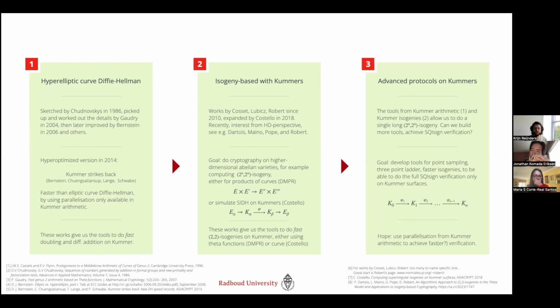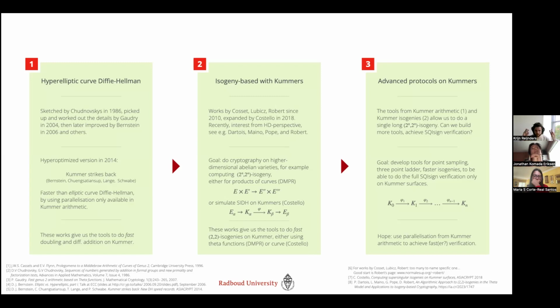So our goal is to develop these tools, and for this we need to develop tools for point sampling and 3-point ladders and so on, faster isogenies, and this will allow us to do full SQIsign verification only on these Kummer surfaces. Now our hope is that this parallelization that I mentioned from the first work is also available for this isogeny-based stuff, and allows us to actually speed up SQIsign verification compared to when you're doing it over elliptic curves.